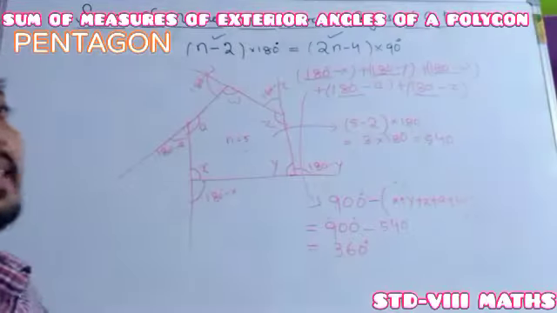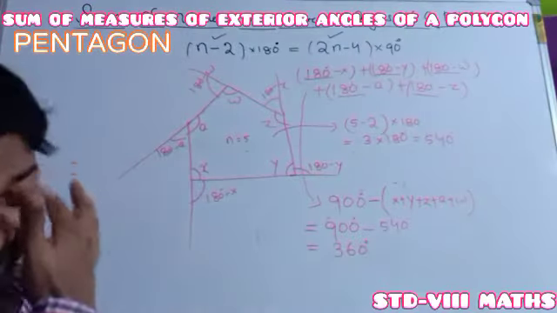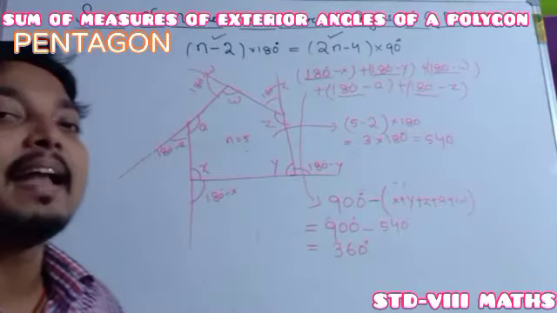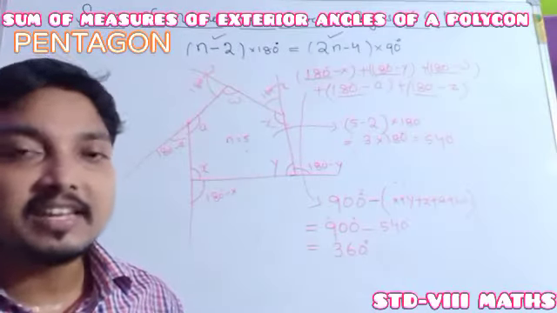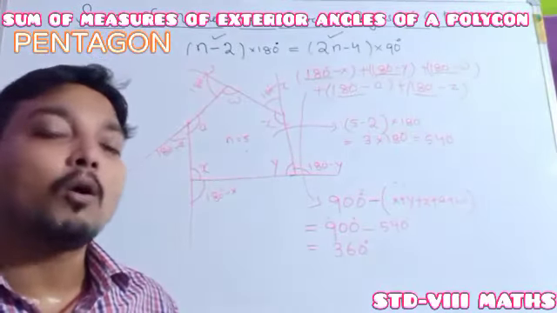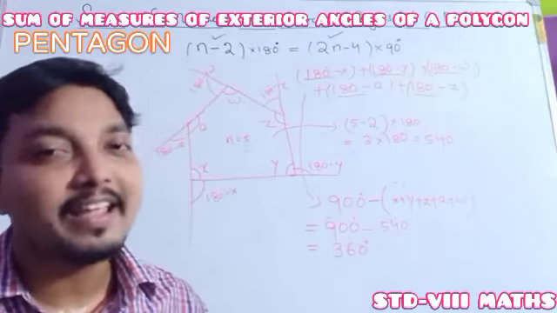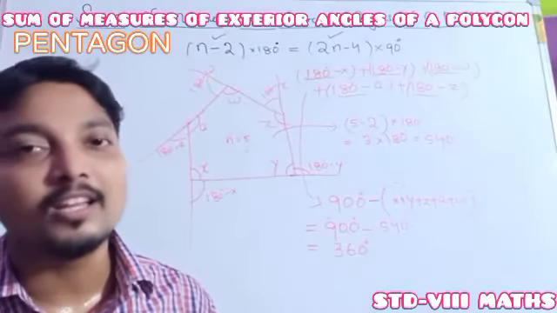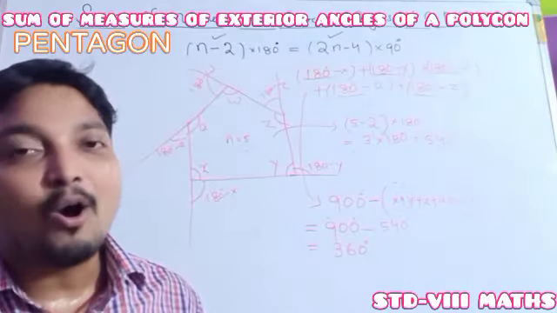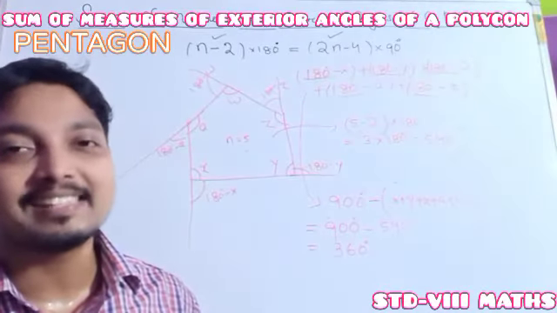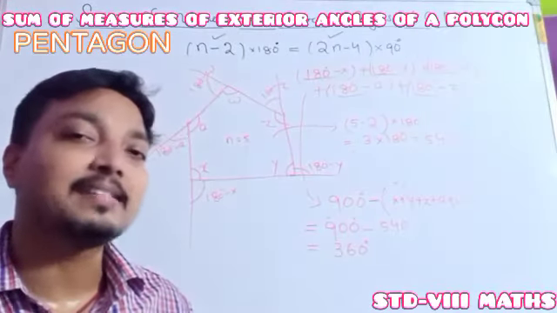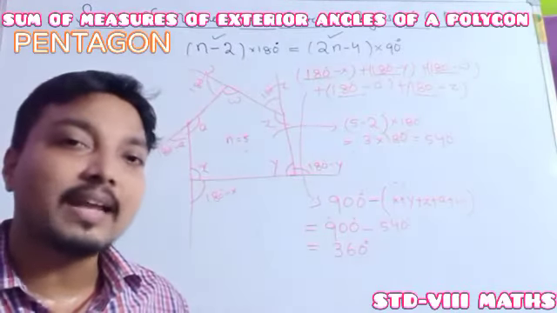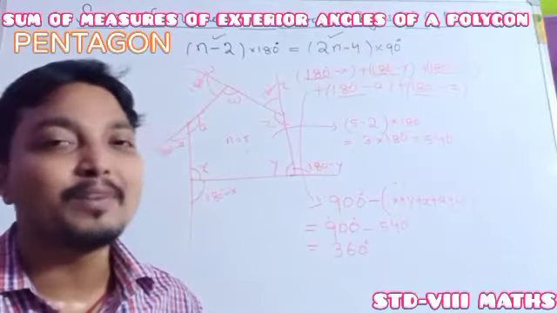So one thing is clear: it may be a triangle, a quadrilateral, or a pentagon. We have checked only up to 5, but always we got that the sum of the exterior angles of any polygon is 360 degrees. Whenever we check it for the hexagon, heptagon, octagon, and nonagon, we will also get the same.